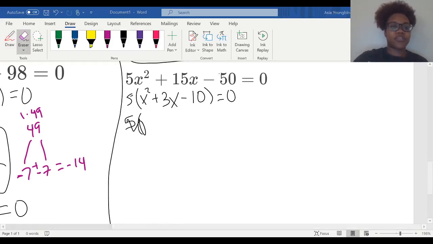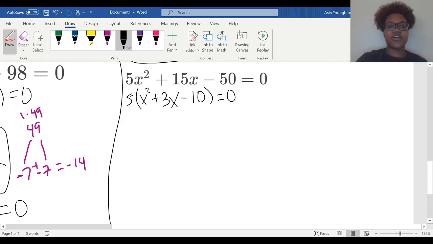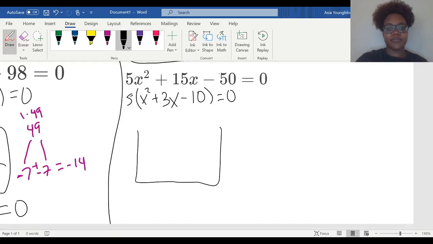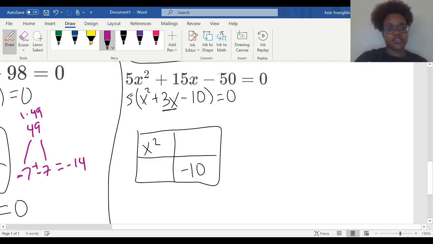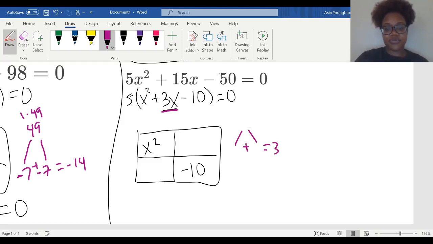So now we need to go ahead and use our boxes to factor this remaining expression on the inside. So set up your boxes for the box method. So we're going to be left with x squared in the upper left, negative 10 in the bottom right, and we're breaking this 3x up between these two boxes. So we're looking for two terms that will add to still give us that 3, but multiply to negative 10, and that negative 10 just came from doing 1 times negative 10 in those boxes.